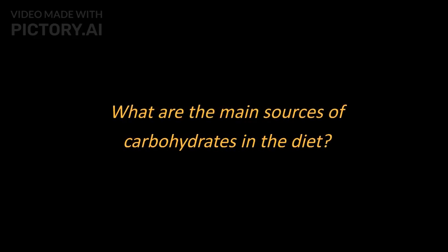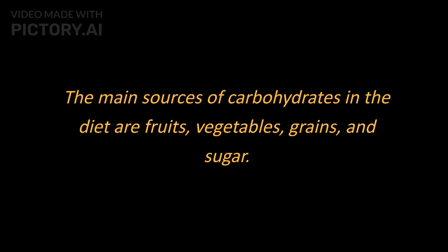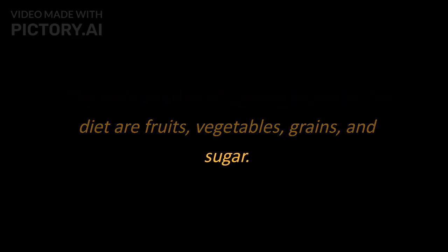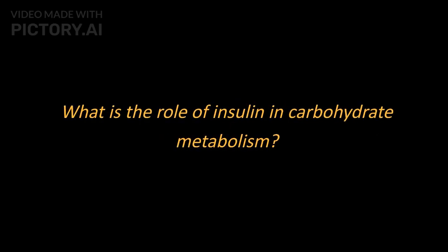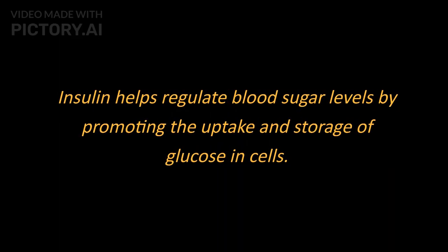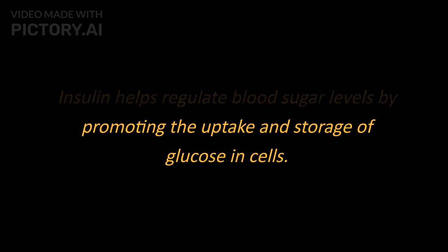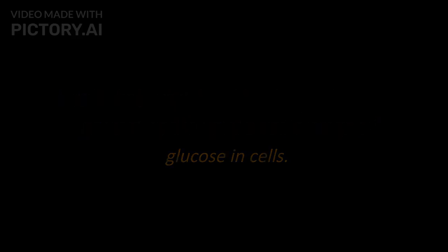2. What are the main sources of carbohydrates in the diet? The main sources of carbohydrates in the diet are fruits, vegetables, grains, and sugar. 3. What is the role of insulin in carbohydrate metabolism? Insulin helps regulate blood sugar levels by promoting the uptake and storage of glucose in cells.